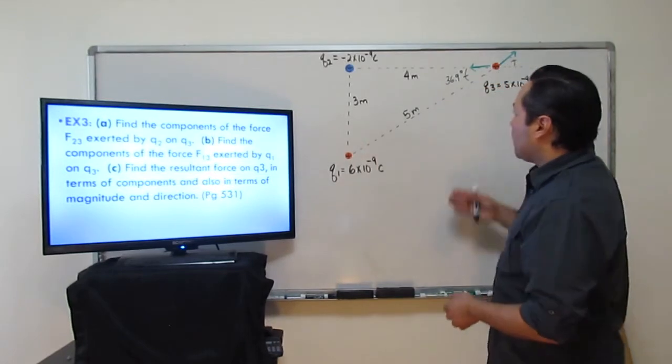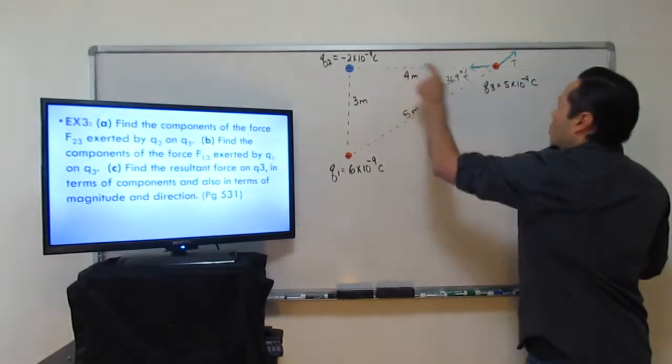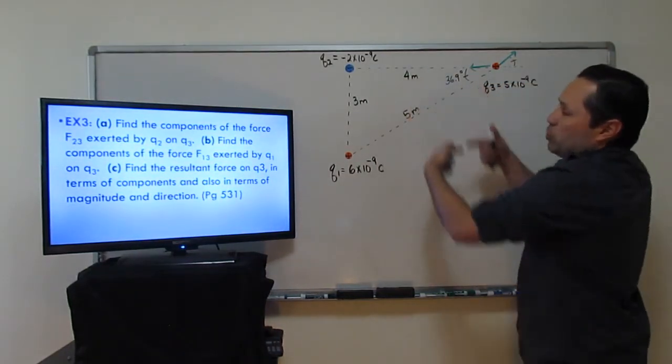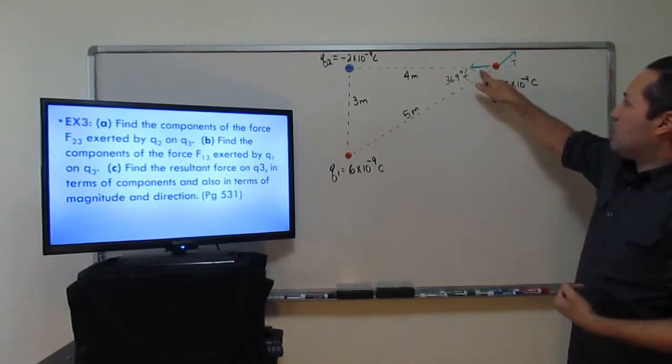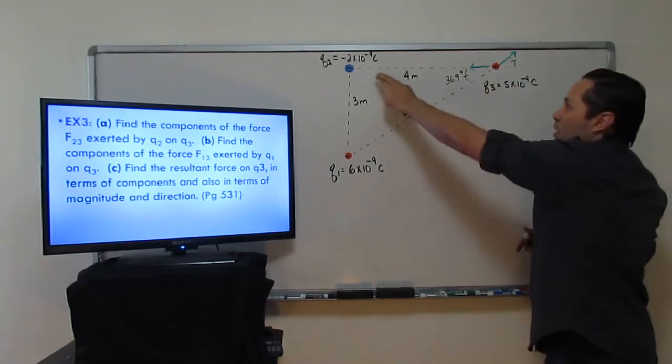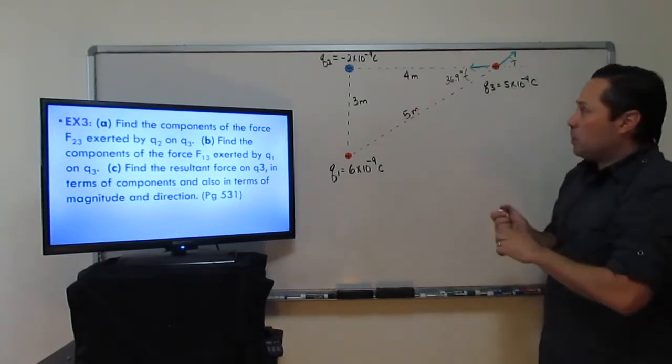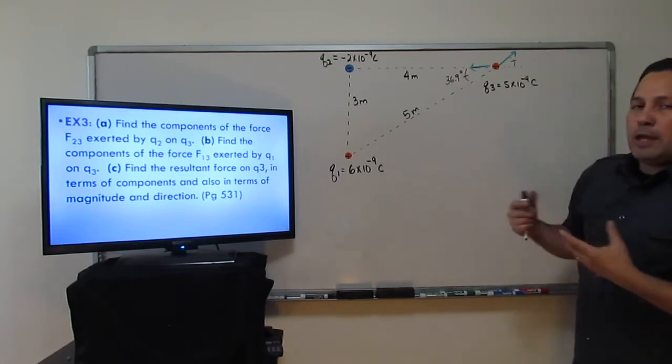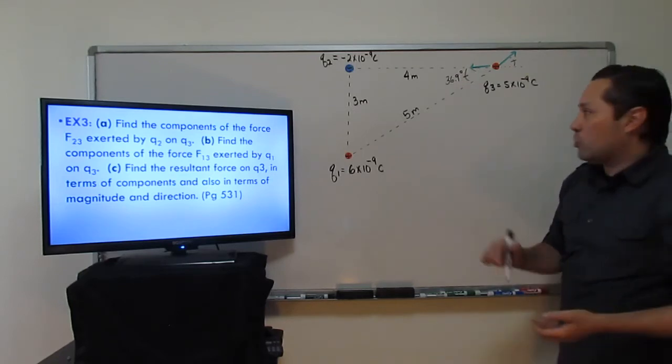So here's our diagram, and we're going to begin with Q2 and Q3, and what is the force of attraction between them, here represented by this green arrow going to the left. Since they are opposite charges, they attract each other. So now let's go ahead and put it into the formula. We're going to use Coulomb's law to solve for this.